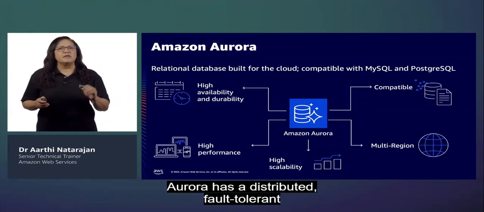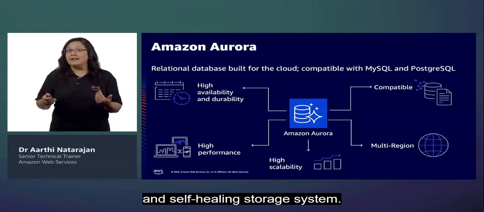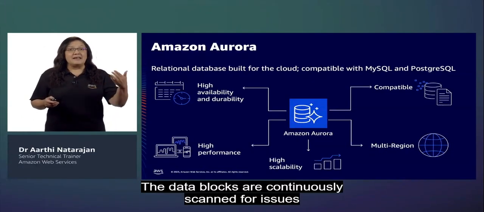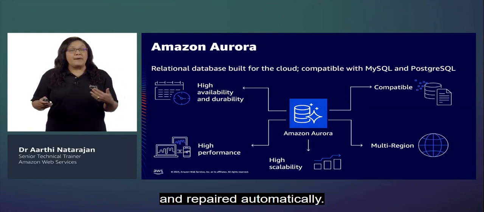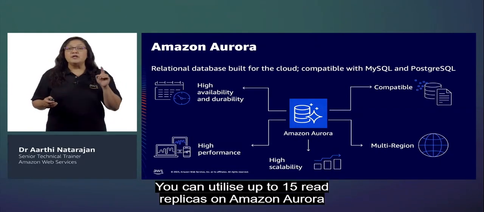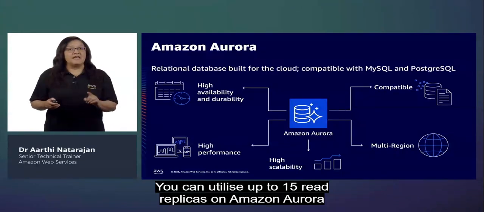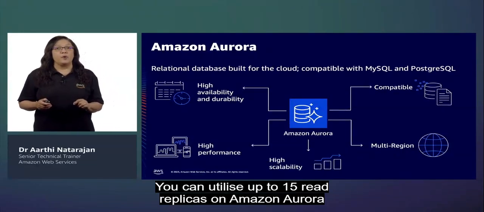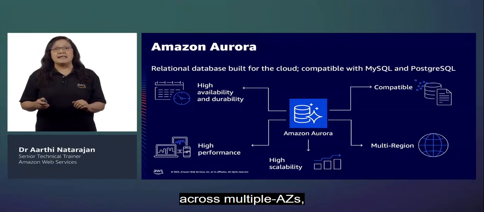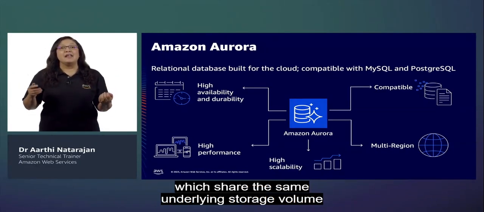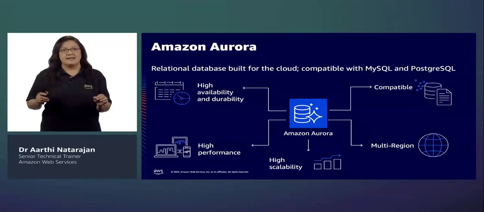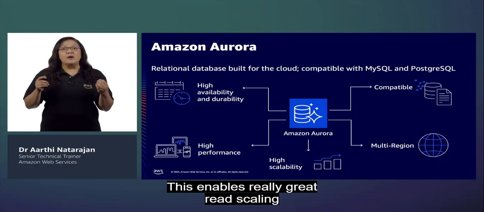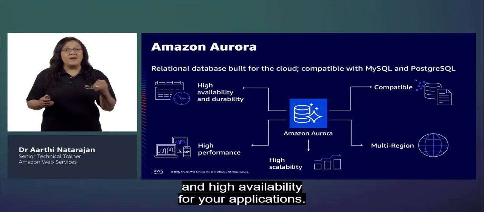Aurora has a distributed, fault-tolerant, and self-healing storage system. The data blocks are continuously scanned for issues and repaired automatically. You can utilize up to 15 read replicas on Amazon Aurora across multiple AZs, which share the same underlying storage volume as the primary database instance. This enables really great read scaling and high availability for your applications.